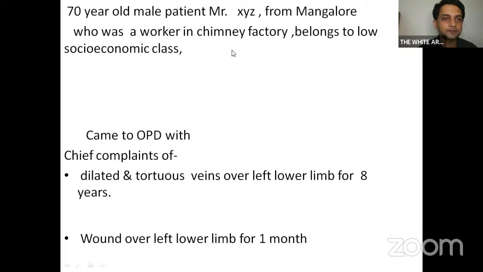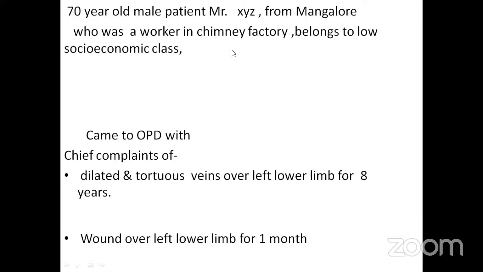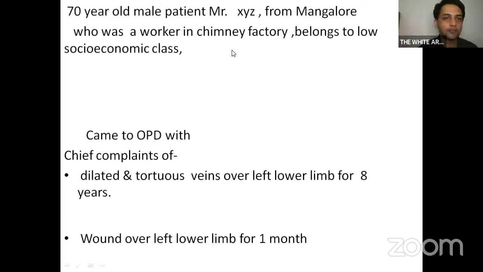What do you suspect? DVT, sir. Okay. Then what other cause of pain? One is chronic venous hypertension, whatever you told. Second thing could be secondary infections, like thrombophlebitis or an ulcer that has got infected. All this can cause pain. Third thing, it could be because of deep vein thrombosis. Good.